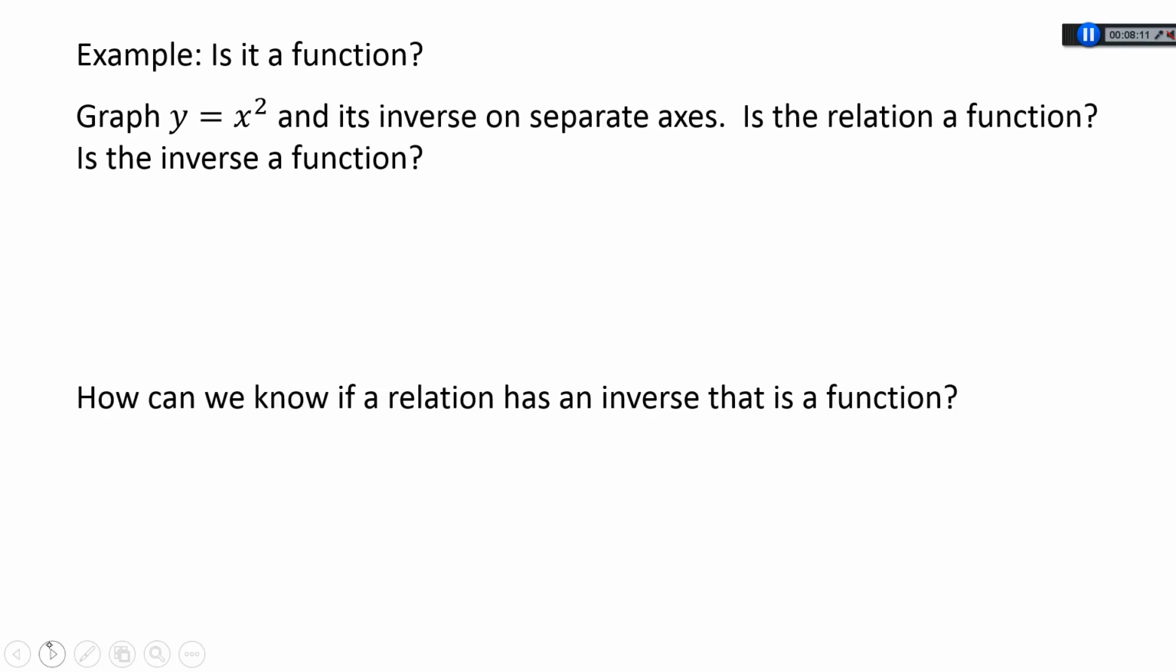All right, so is it a function? We're going to graph x squared and its inverse on separate axes. We're just going to use a bunch of ordered pairs and switch them. Remember, (a, b) goes to (b, a). So is the relation a function? Is its inverse a function?